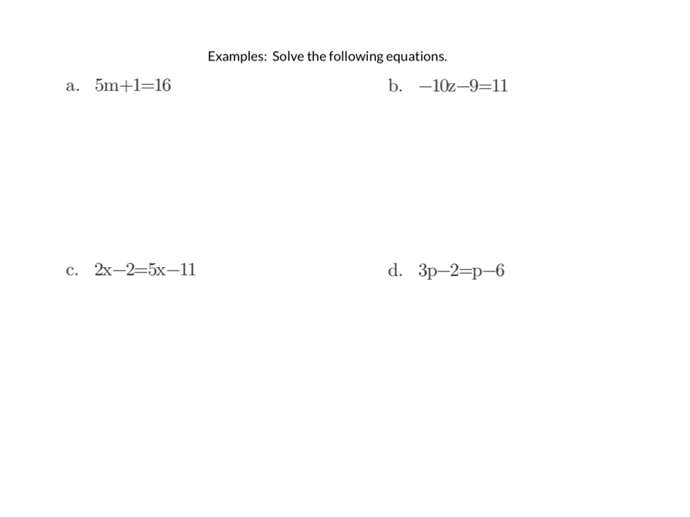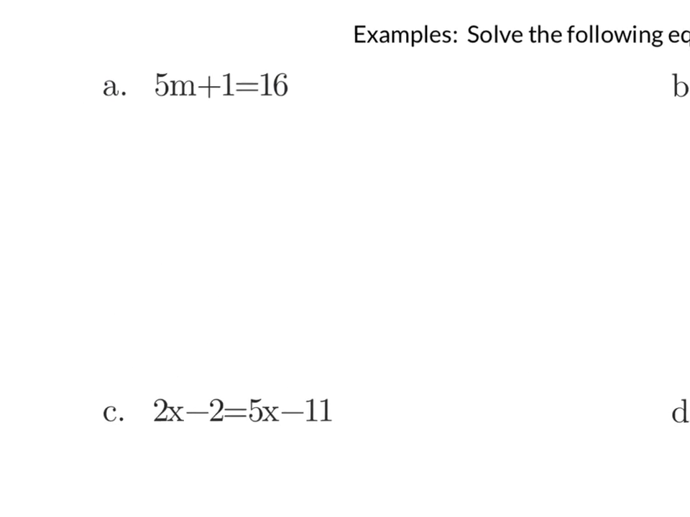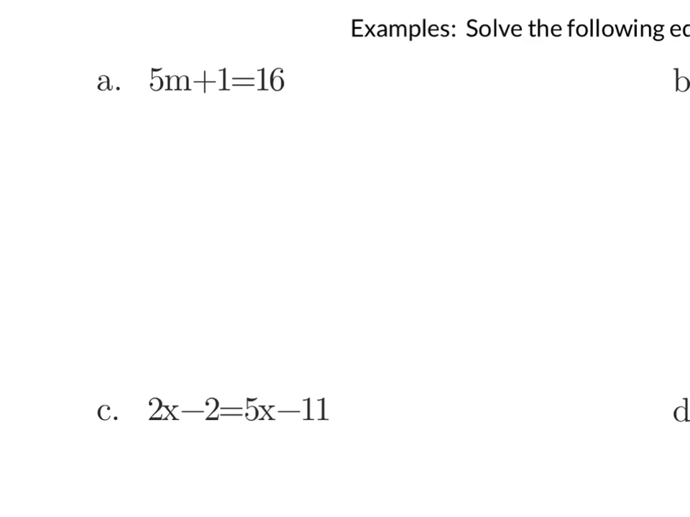All right, let's go ahead and look at some examples. If we start with example A, we have 5m plus 1 equals 16. So we do not have any parentheses, and we cannot simplify either side. There are no like terms to combine. So we're going to go ahead and proceed to our solving steps.